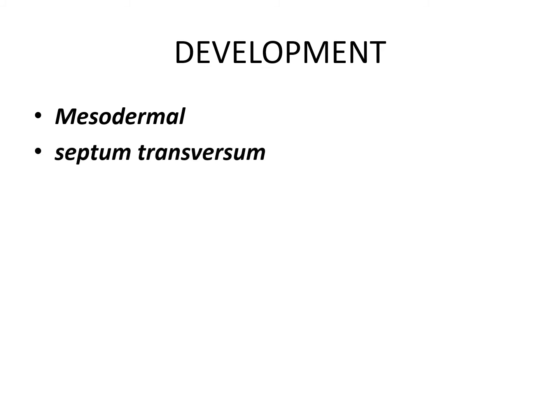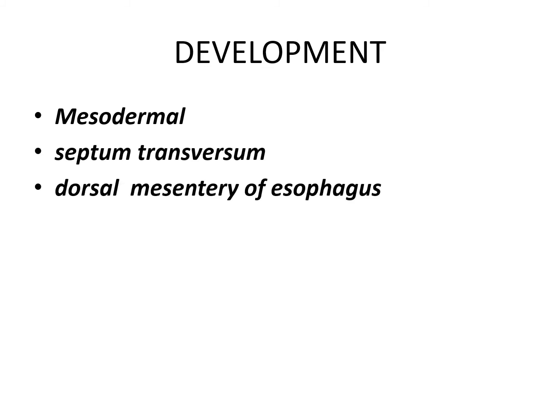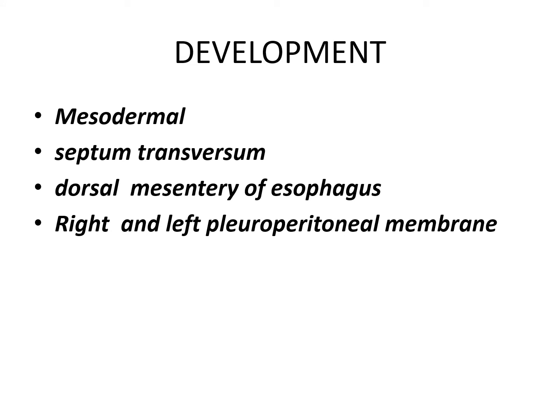Now coming to the development of the diaphragm. So developmentally it is entirely mesodermal in origin. The main contributing parts are the septum transversum, dorsal mesentery of the esophagus, right and left pleuroperitoneal membranes, and the projection of the body wall. And the first three form the primordial diaphragm.